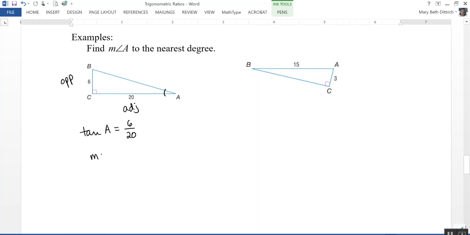Or I'm going to rewrite that the measure of angle A is equal to the inverse tangent of 6 over 20. You can reduce that fraction if you want, but you don't have to. In other words, what is the measure of the angle that has a tangent value of 6 over 20? I'm going to do this in my calculator. I'm going to hit second or shift and then tangent and then put in 6 divided by 20. When I do that, I discover that the measure of angle A is approximately equal to 17 degrees.